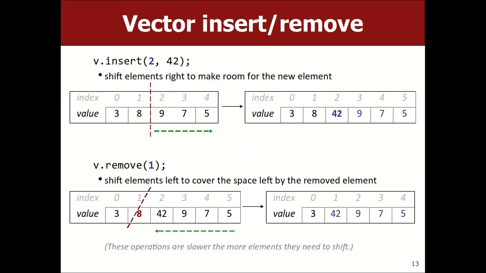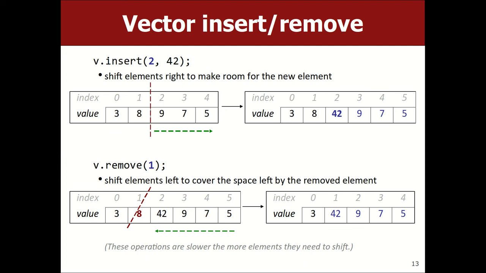If you add and remove things from a vector, the vector shifts the contents to make room. So this is also like the array list in Java or whatever. If you say insert at index 2, the value of 42, it moves the elements over to make room, and then it puts the 42 at index number 2. So you get the picture on the top right there.